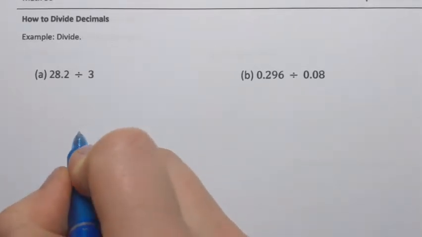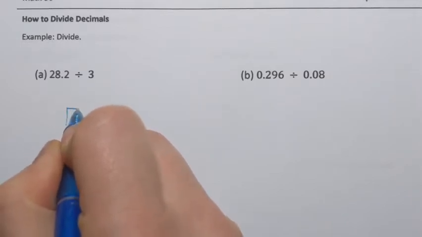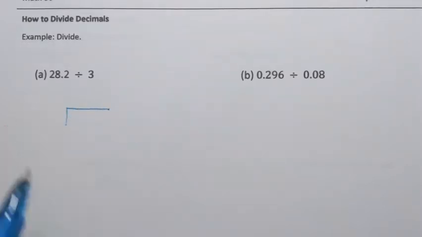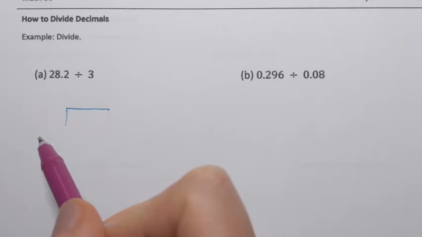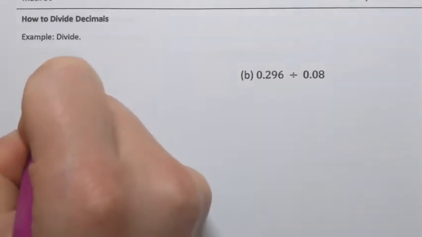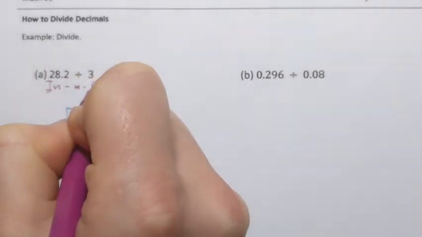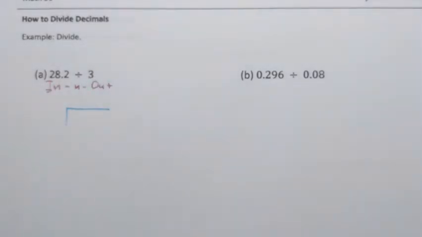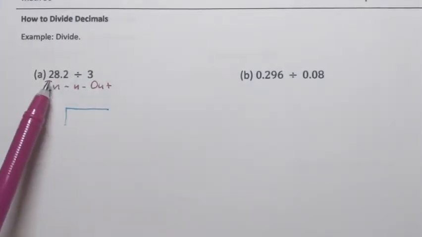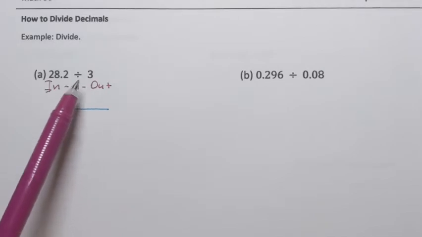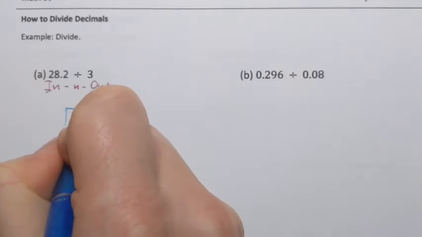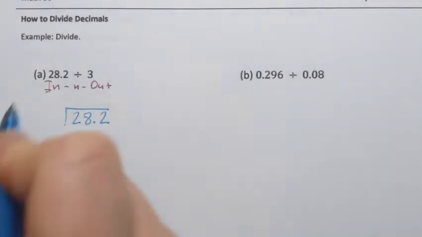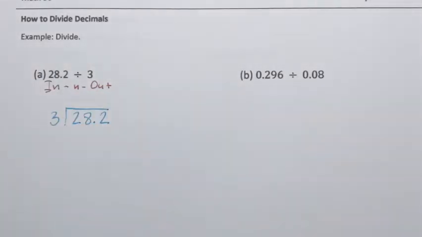Remember that we have to put one number in the box and one number outside the box. The way I remember which one goes in and which one I have to write outside is by thinking of "in and out." So the first number has to be put in the box and the second number should be outside of the box. So 28.2 is in the box and then 3 is outside.